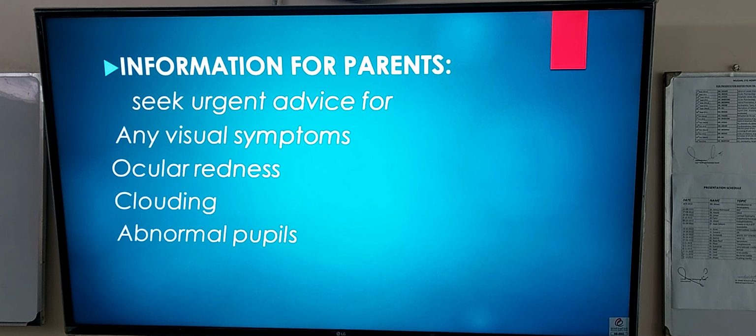Information for parents: when starting patients on screening, we should inform and guide them to seek urgent advice for any visual symptoms. When the child says there is something coming in front of the eyes, floaters, ocular redness, clouding, or abnormal pupils, they should come to the doctor again.